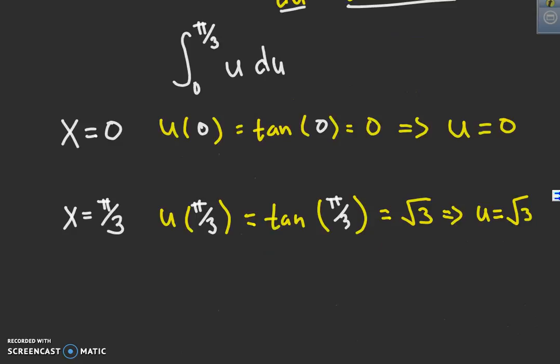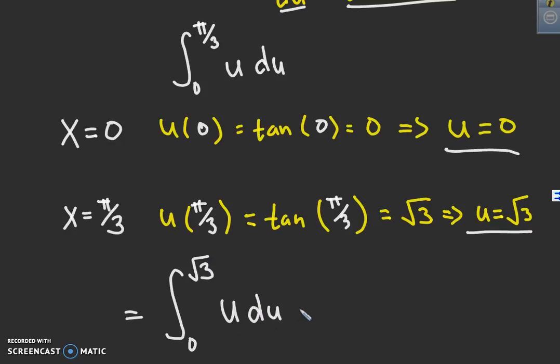So finally, we're going to take this now and change the limits to from 0 to radical 3 of u du.